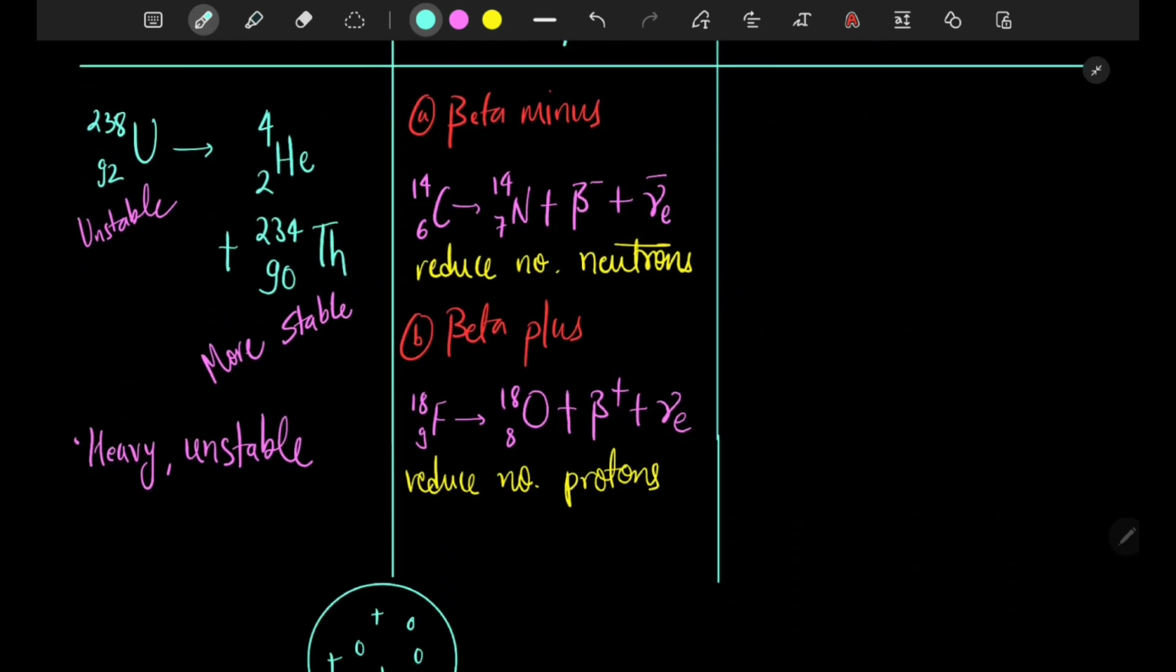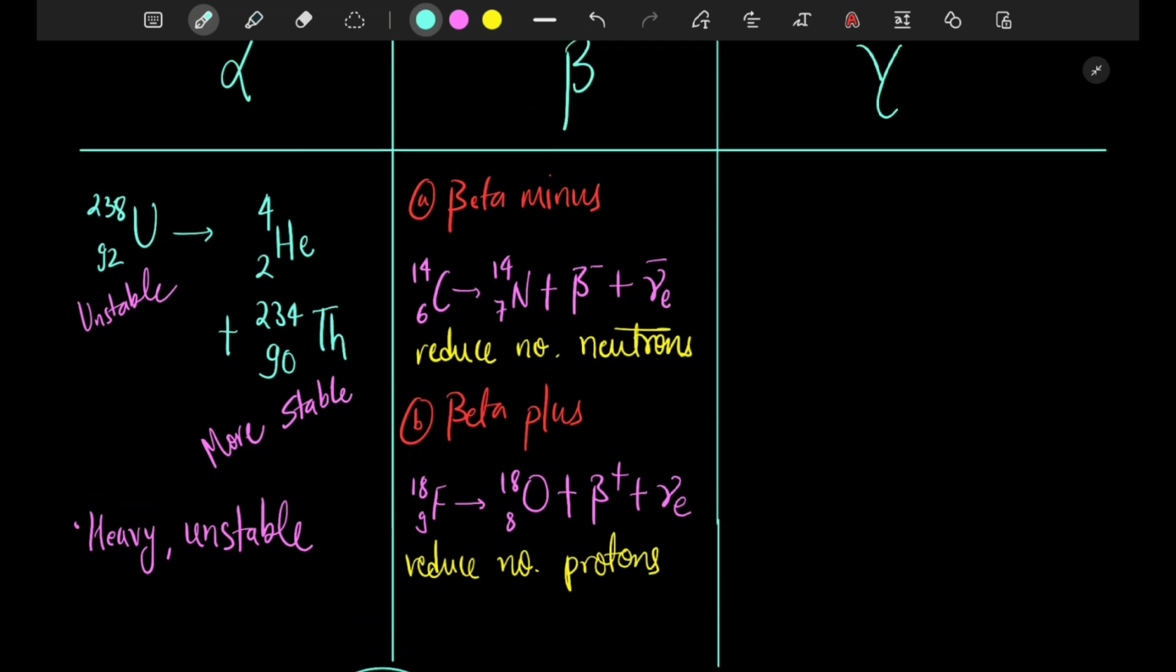So to summarize, if there are extra neutrons, it will get converted to a proton and an electron. If there are extra protons, it will get converted to a neutron and a positron, and the number of protons and neutrons would become proper, which is required.